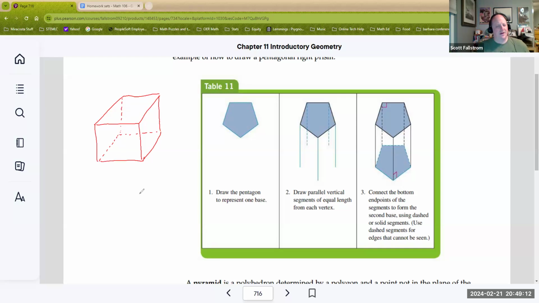Okay. So again, if you draw the same shape here and the same shape here, just vertically above, then you could just connect the lines. It's up to you. It's not an art class, so just do your best.